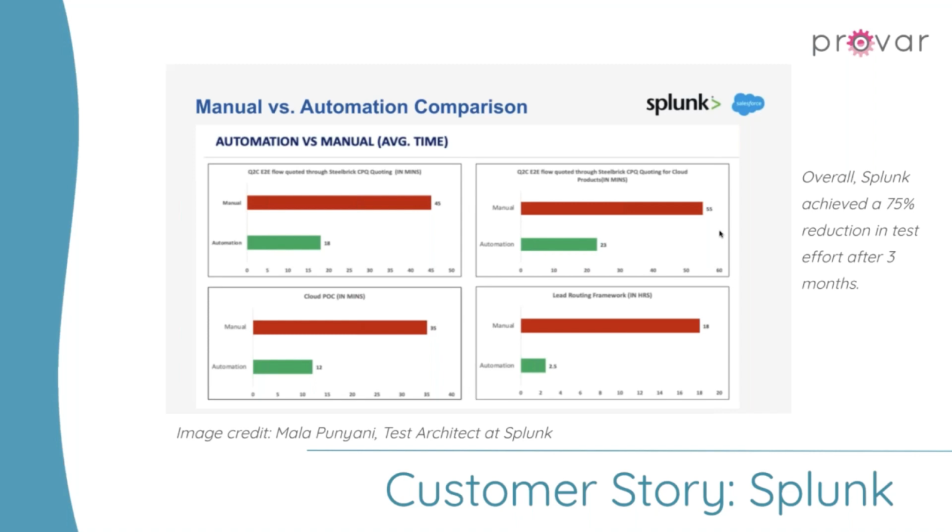The first three boxes, the top two and the bottom left, are showing you reduction in minutes based on how many minutes a given flow took to work through. And if you get to the bottom right one, it's actually in hours. So they took an 18-hour manual process and reduced it to 2.5 hours from an automation standpoint.